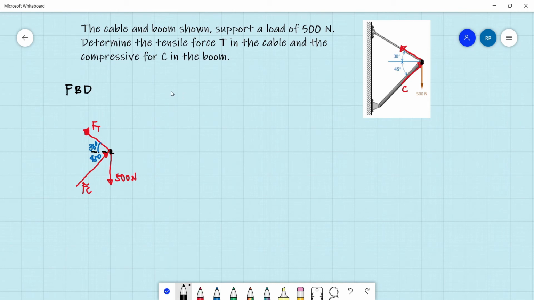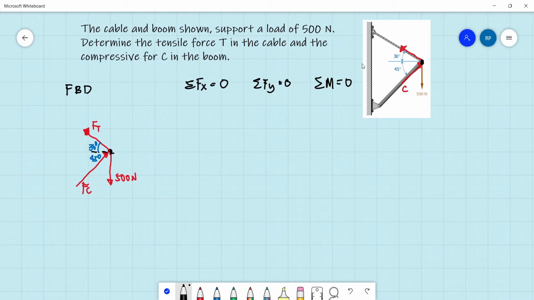We want to satisfy how many equations for this particular problem? Basically, two. In our static equilibrium equations, we have three. We have the summation of forces x, or summation of horizontal forces, equal to 0. We have the summation of forces y, equal to 0. And we also have the summation of moments, equal to 0.